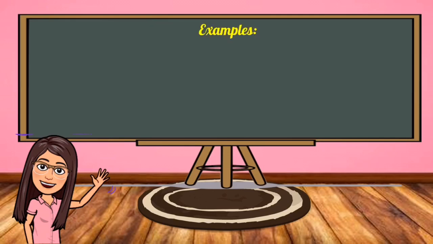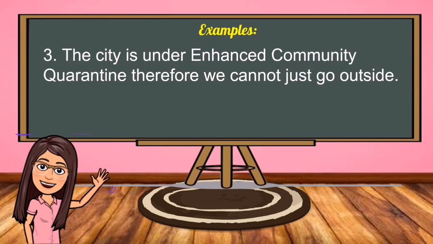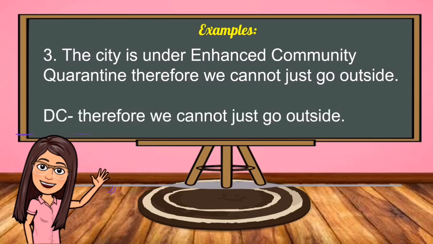The last example. The city is under enhanced community quarantine. Therefore, we cannot just go outside. Our dependent clause is, therefore, we cannot just go outside.